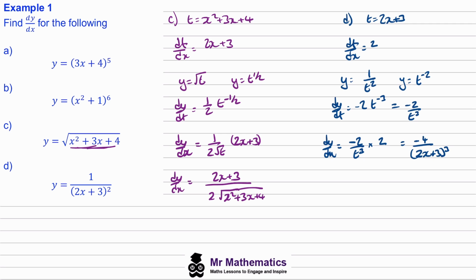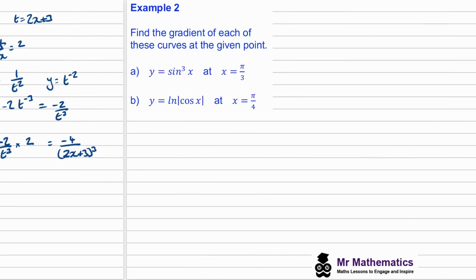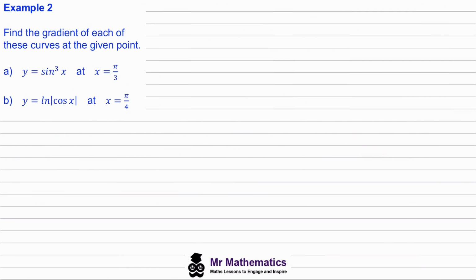Okay? Let's try example 2. So in example 2, we need to find the gradient of each of these curves at a given point. So if I work through question A, and then you can try question B. So when we differentiate sine cubed x, it's easier to write this as sine x all cubed.